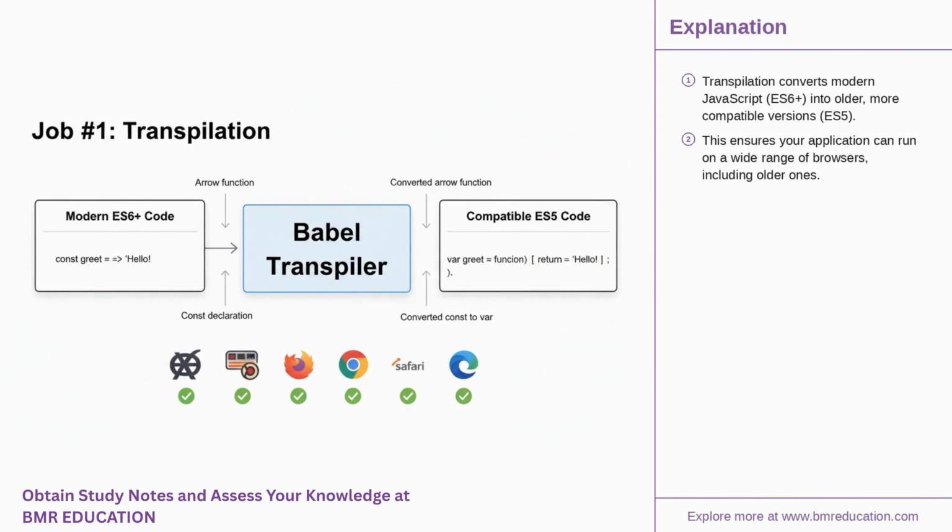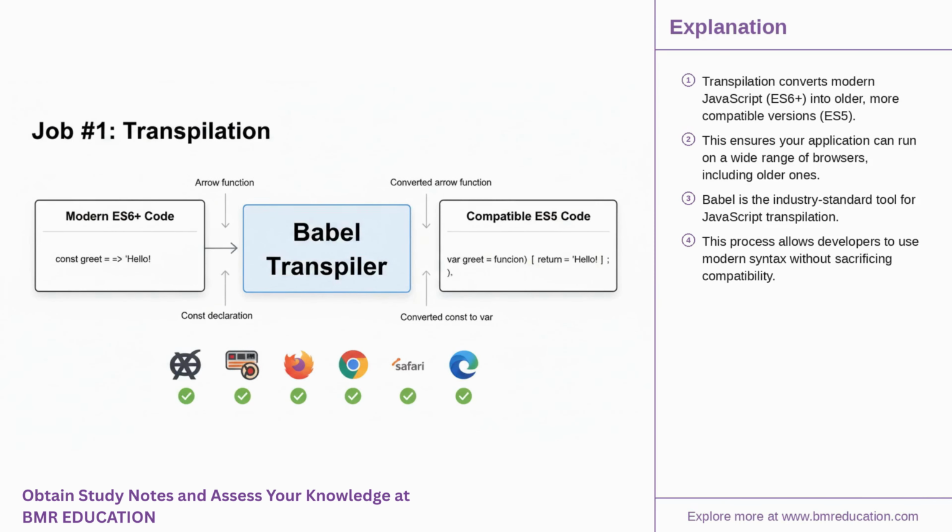The first critical job Build Tools perform is solving the language barrier between modern code and older browsers. We write JavaScript using new, powerful features from specifications like ES6. However, older browsers don't understand this syntax. Transpilation is the process of converting this modern code into an older, universally compatible version, like ES5, ensuring your app works for everyone. The most popular tool for this is Babel.